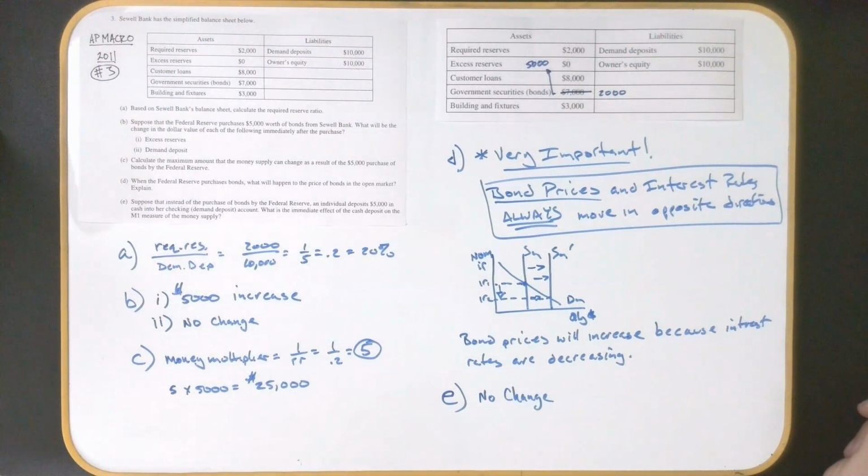All right. So this is a bank balance sheet. And from 2011, number 3, and 2012, number 2, if you want to get your own copy there from AP Central.